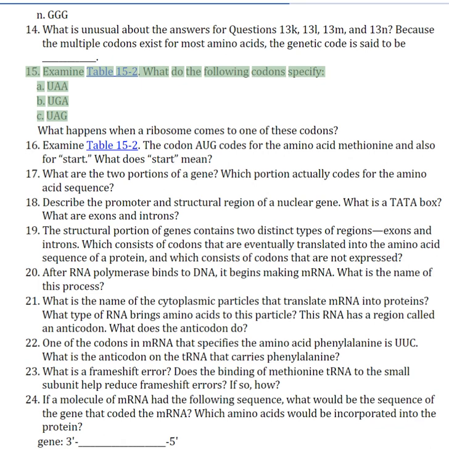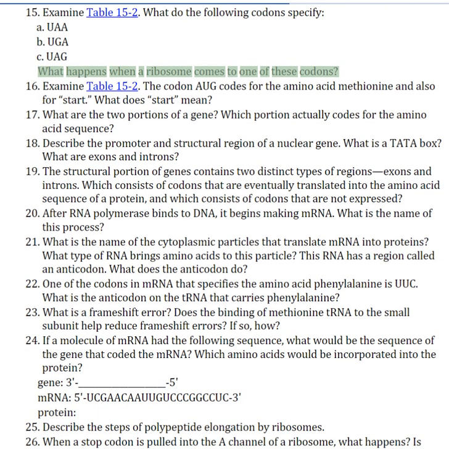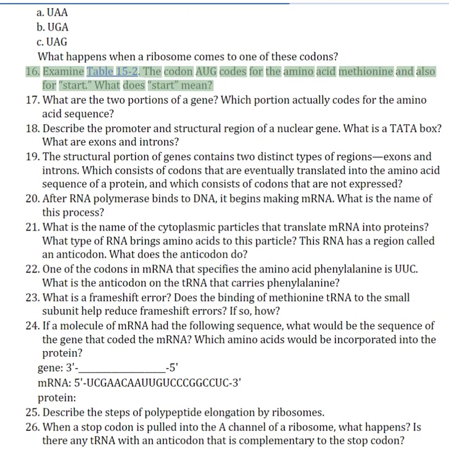15. Examine Table 15.2. What do the following codons specify? UAA, UGA, UAG. What happens when a ribosome comes to one of these codons? 16. Examine Table 15.2. The codon AUG codes for the amino acid methionine and also for start. What does start mean?